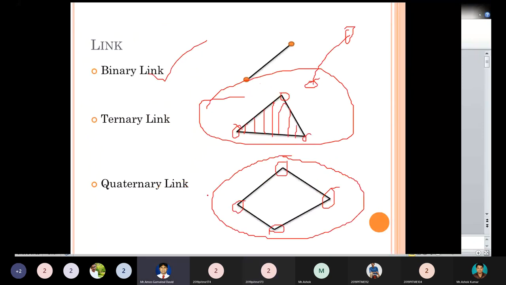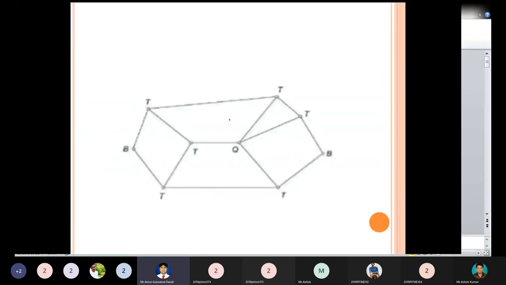Yes, sir. Okay. Now look at it. Can you see the image? Now what kind of joint is this? Ternary joint. Can you see the letter T there? So it is a ternary joint because there is 1, 2, 3. Three links are joining at one point to give a ternary joint.